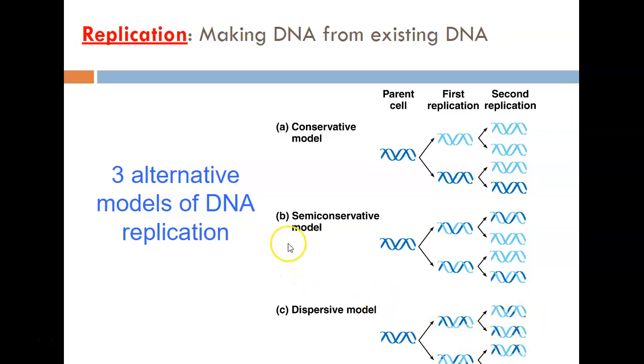And then the third, which is what ends up being actually true, is called semi-conservative. What happens is the original parent strand separates and you have two original strands in dark blue. And then you use those as templates to generate a new side of DNA, so that the daughter or second replication is half from the parent, half newly made, hence semi-conservative. And then that process would continue and continue and continue.